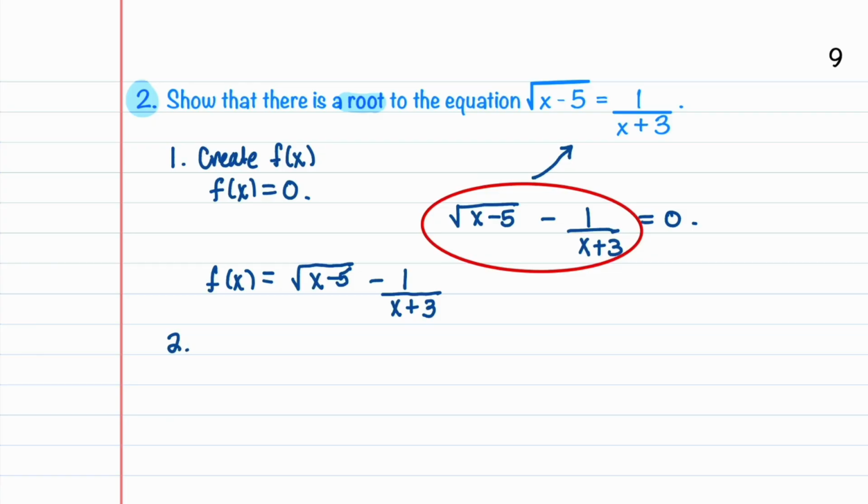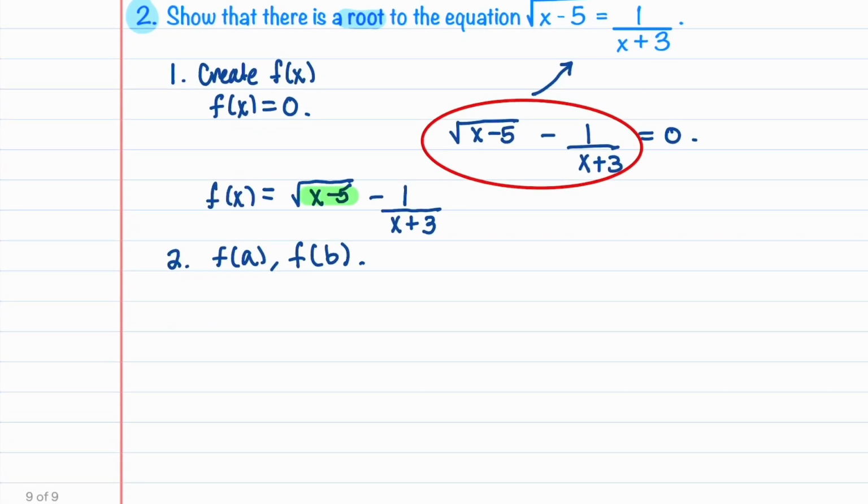Now what we're going to do is we're going to find f of a and f of b, because those 2 quantities are used in the intermediate value theorem, and that's the theorem that we're going to use to show that we have a root to the equation. Now, we are not given a and b, so where do we start? I think the best place to start is to look up at our function and see that we have a square root, and we're going to have to require that anything inside our square root is greater than or equal to 0. So that's where we start.